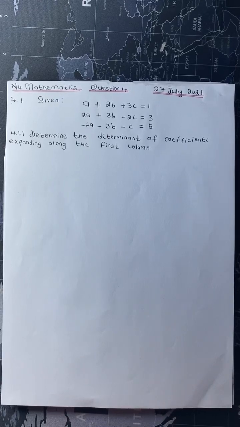Hello guys, my name is Pino, and in this video we'll be going through question 4 from July 27, 2021, for mathematics. Question paper, question 4.1, we are given the following three linear equations, and in 4.1.1 we are to determine the determinant of coefficient expanding along the first column.